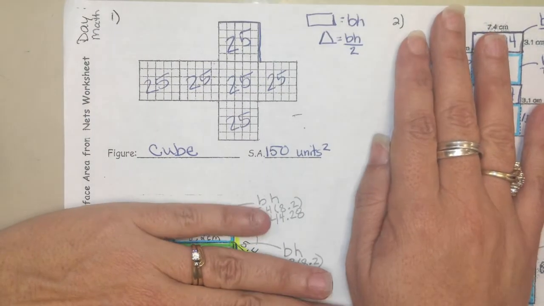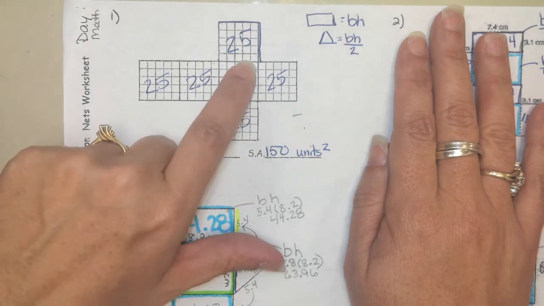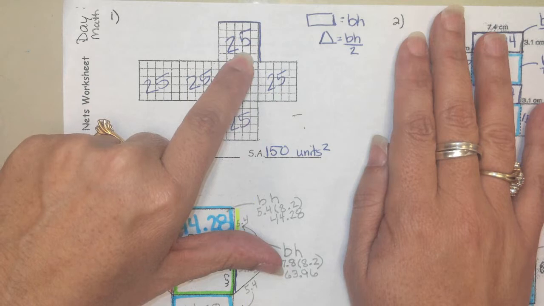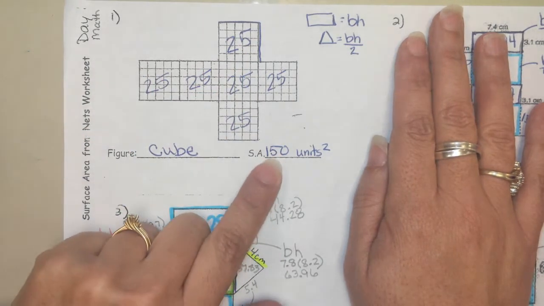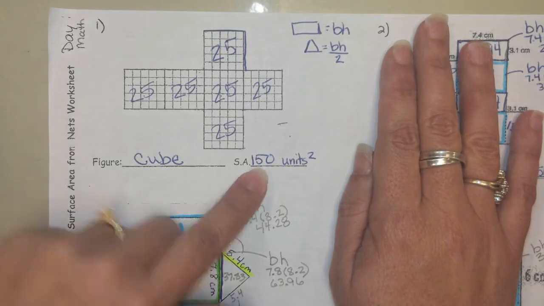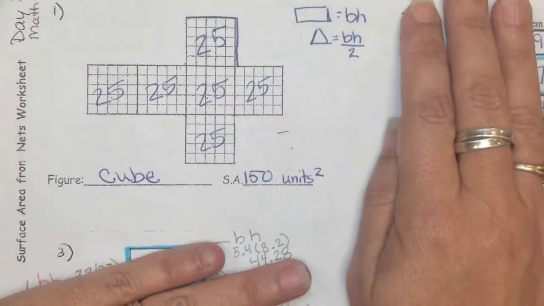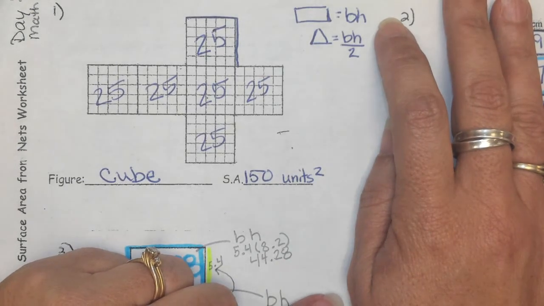Okay, so finding the surface area of a cube. On this one, they had to count the boxes. 5 times 5 is 25. And then 6 25s would make that one 150 units squared. Okay, we've also got our 2 formulas up there. We got to know. Tomorrow, 100-point test.